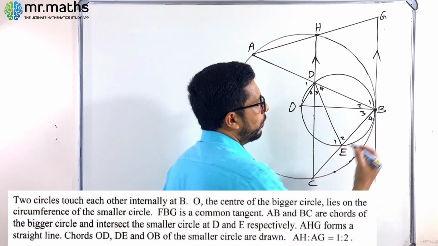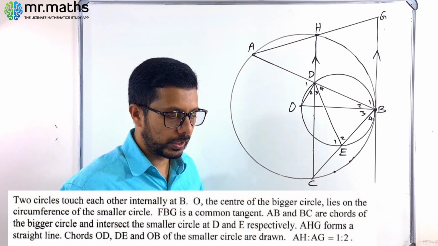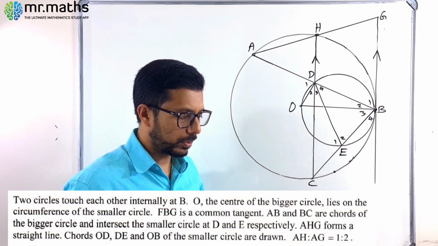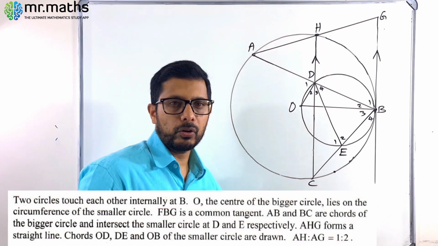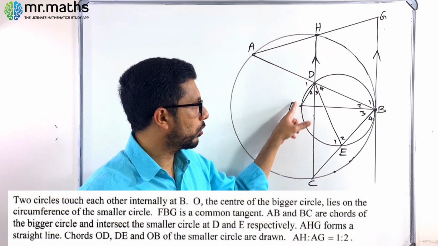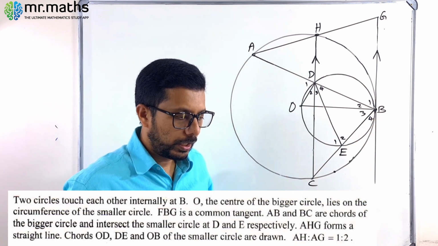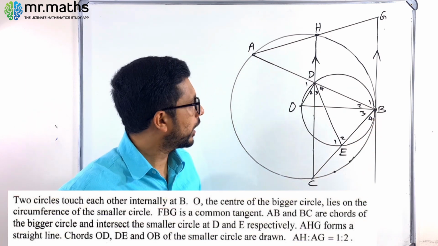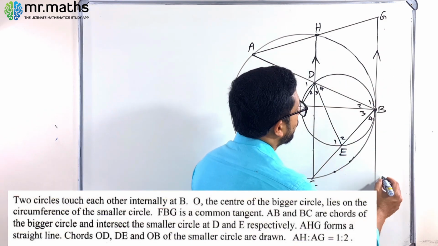Okay, now what is the next sentence? O is the center of the bigger circle and lies on the circumference of the smaller circle. So this point O is the center of the big circle, and that point O is a point on the circumference of the small circle also. FBG is a common tangent. This one, FBG, this is F.